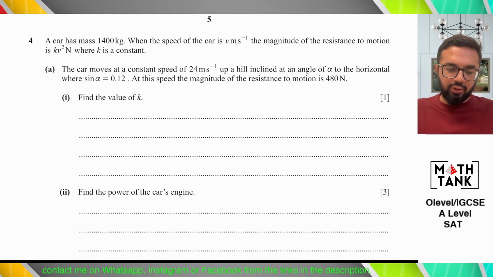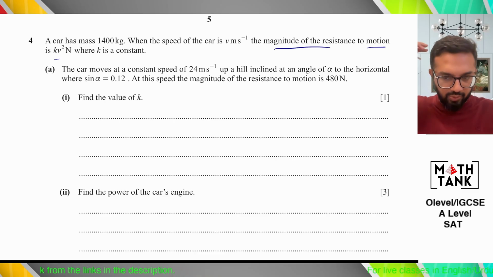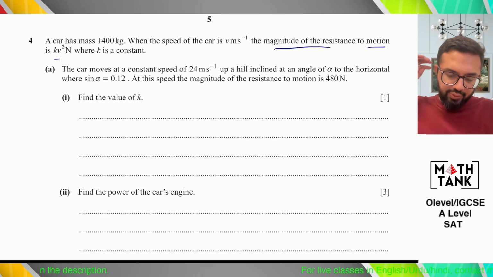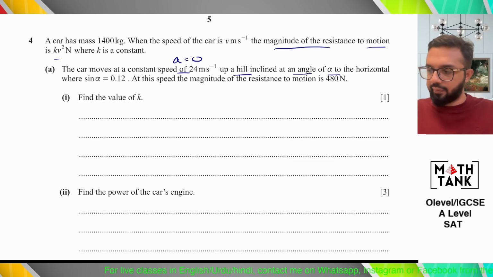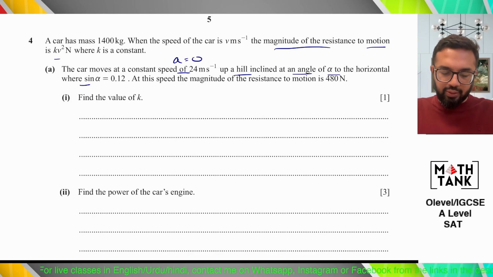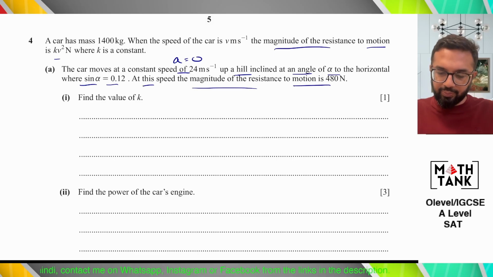Question number 4. A car has mass of this. When the speed of the car is v, the magnitude of the resistance to the motion is kv square. If k is a constant, the car moves at a constant speed of 24 up a hill inclined at an angle of alpha to the horizontal, where sine alpha equals to 0.12. At this speed, the magnitude of the resistance is 480. Find the value of k.